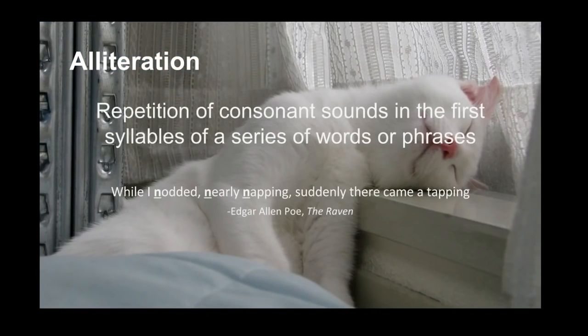Closely related to assonance is alliteration, the repetition of consonant sounds in the first syllables of words and phrases. While I nodded nearly napping, suddenly there came a tapping. The repeated use of N over here is what creates the alliterative effect.